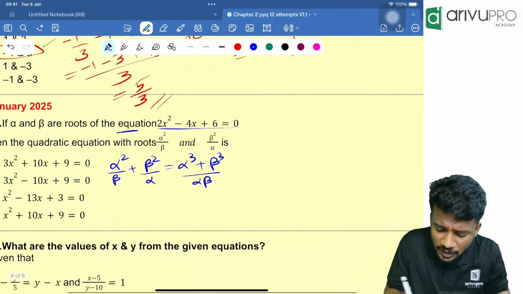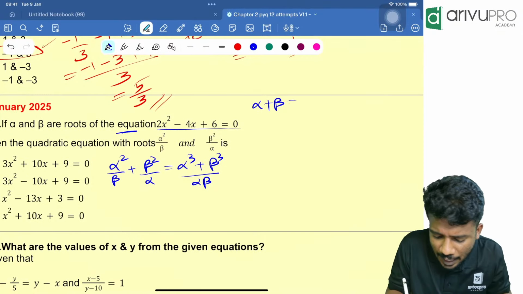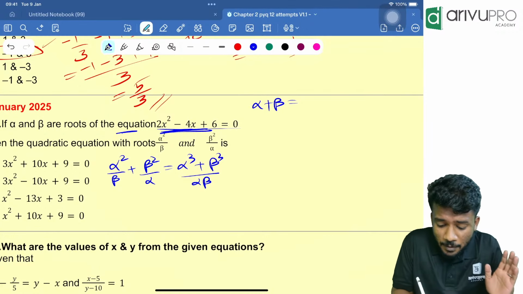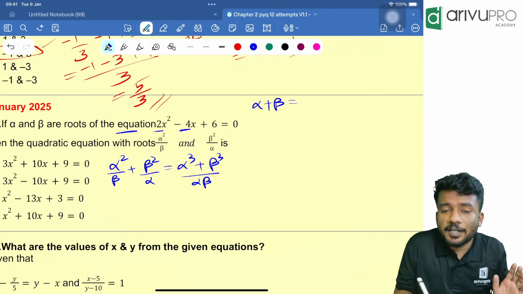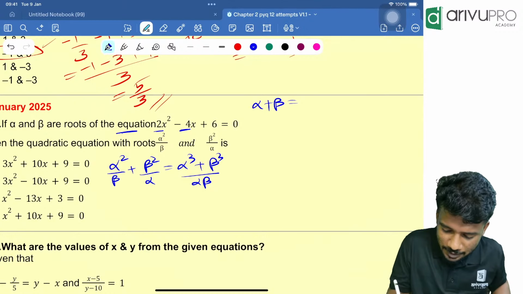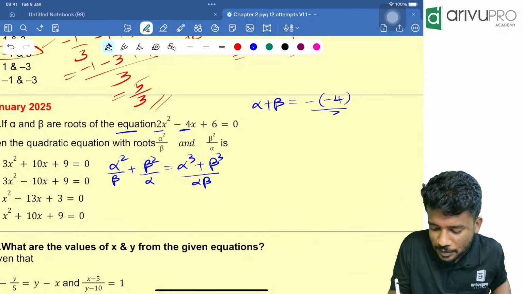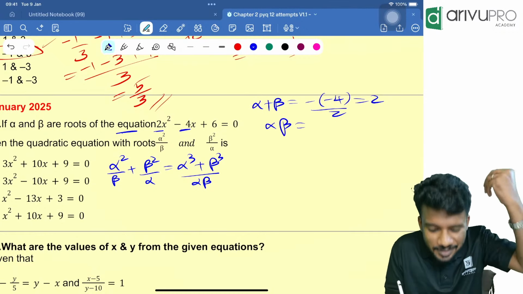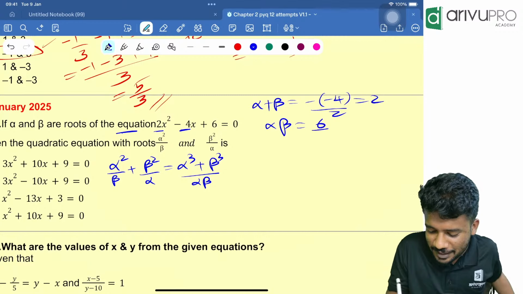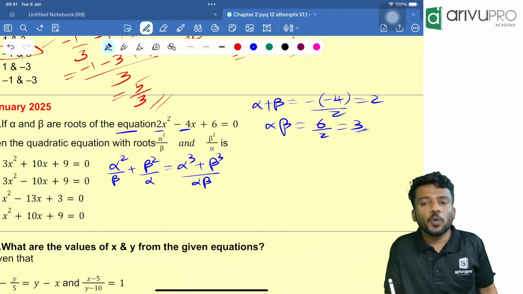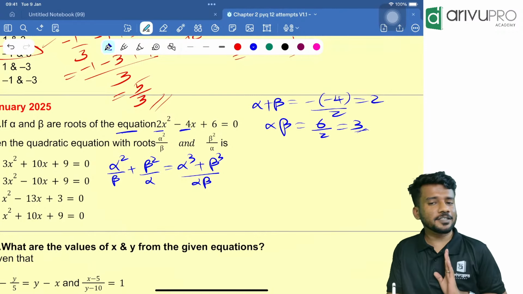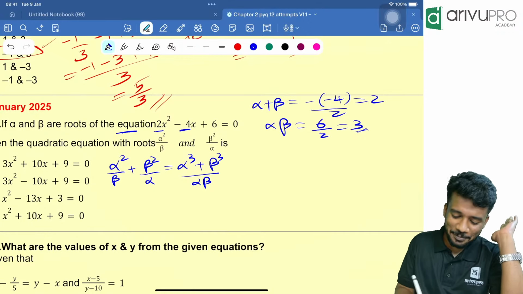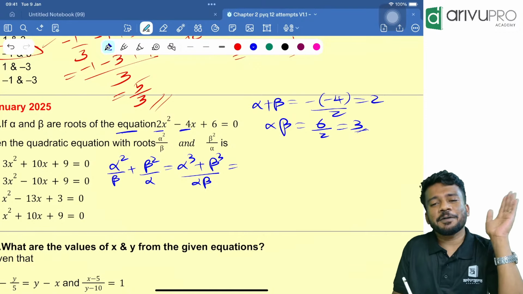Now before that, we require the value of alpha plus beta. Alpha plus beta is nothing but the sum of the roots, which is minus coefficient of x divided by coefficient of x square. That is nothing but minus of minus 4 divided by 2, that is plus 2. Then alpha beta is how much? The constant term divided by coefficient of x square, that is 6 divided by 2, which is equal to 3. Alpha beta is 3, alpha plus beta is 2. Understood? Yes.